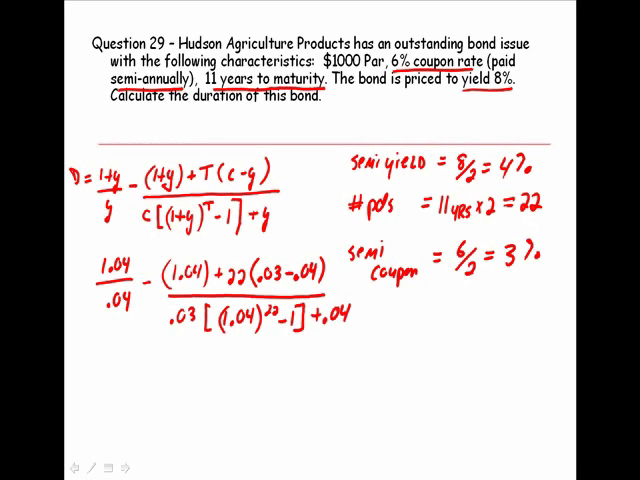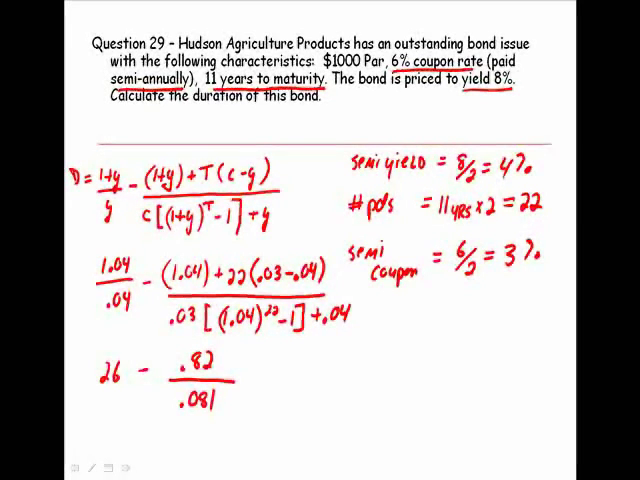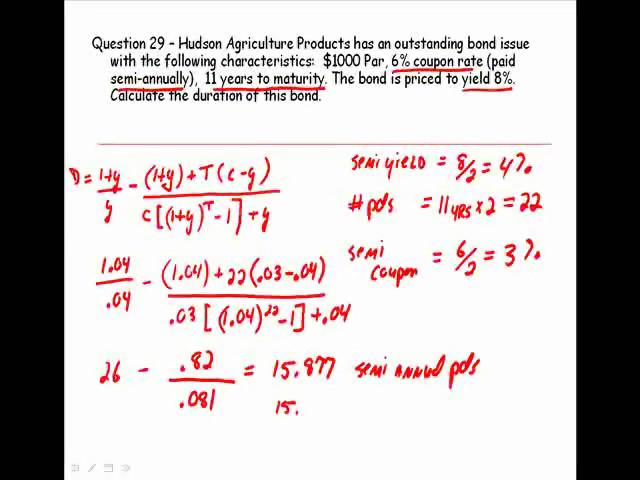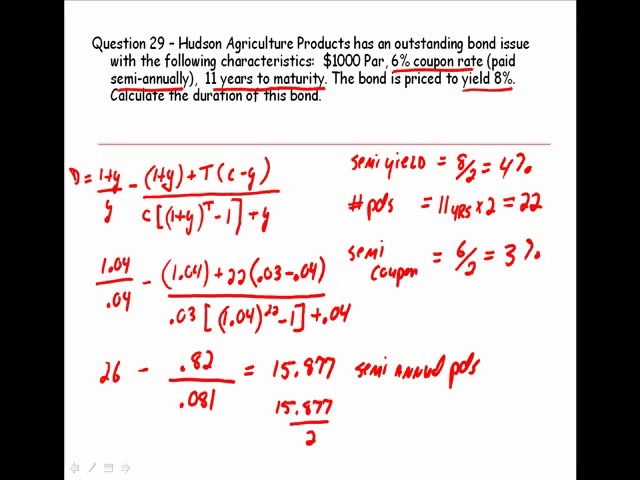1.04 divided by 0.04 gives us 26. In the numerator we have 0.82. In the denominator we have 0.081. Giving us a duration of 15.877 semi-annual periods. If we take 15.877 and divide it by 2, it's going to tell us duration in years, which is 7.9 years.